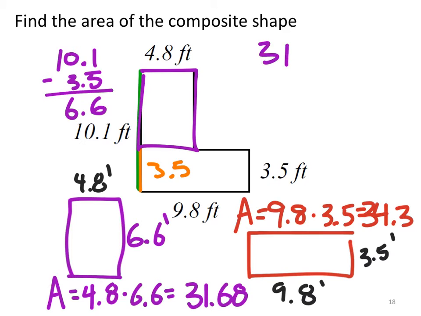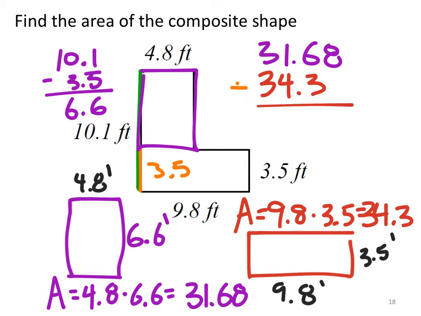So 31.68 plus 34.3. And this will add up to 65.98. And this one, since it is now asking for area, we would label this one in square feet.